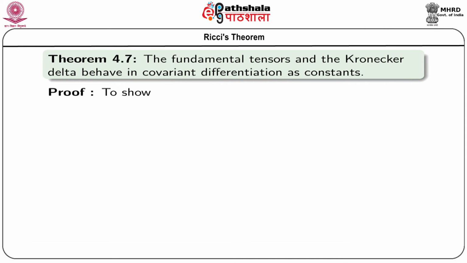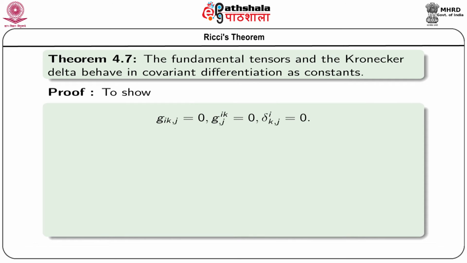Now, we state Ricci's theorem, which is given in the following way: the fundamental metric tensors and the Kronecker delta behave in covariant differentiation as constants. Now, for proving this one, we just see that g_{ik,j} = 0, g^{ik}_{,j} = 0, and δ^i_{k,j} = 0.